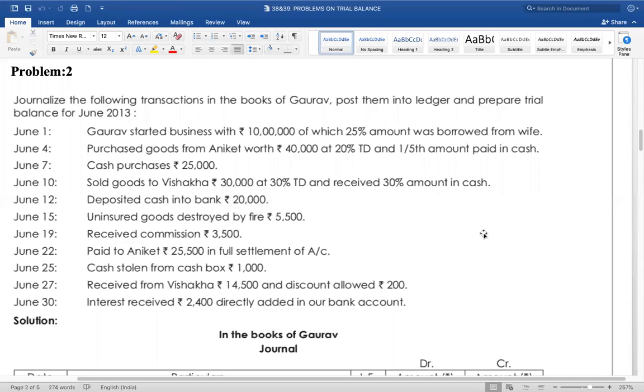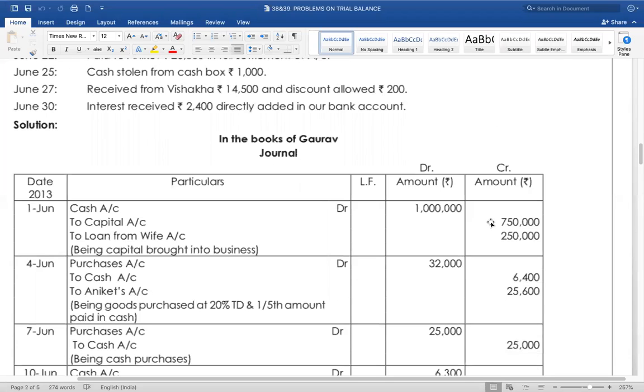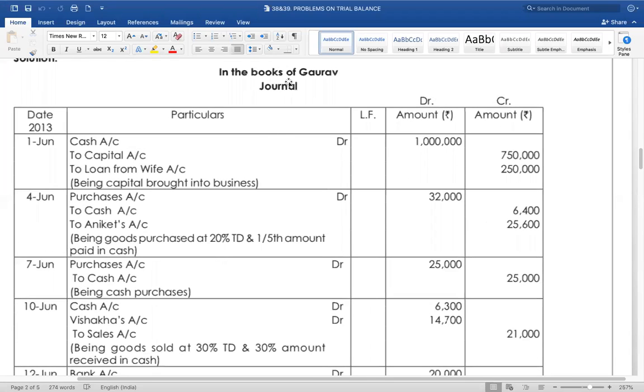So what we are asked to do is first write the journal entries, journalize the following transactions. That's number one. Number two is post them into ledger accounts. And number three, prepare trial balance. Three steps, three questions he is asking in one sentence. Let's begin with journalize, in the books of Gaurav, under that journal, what is the first transaction?